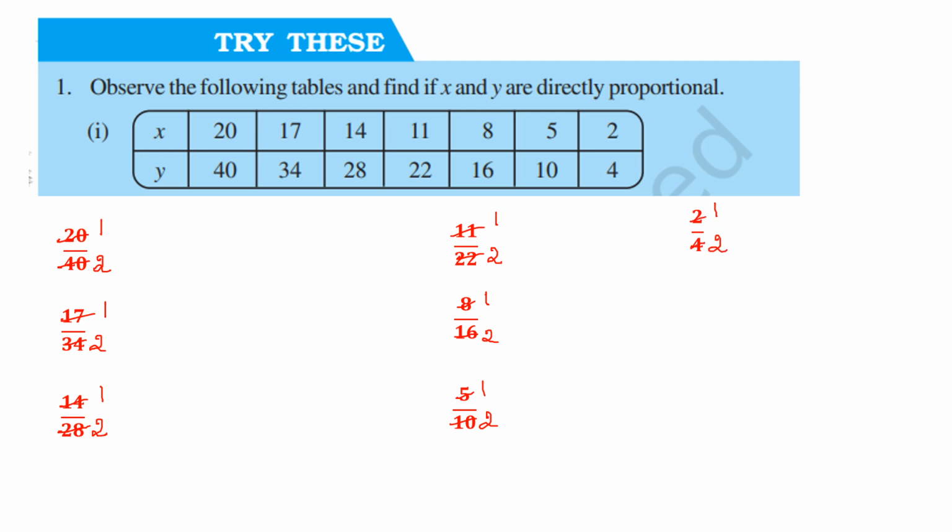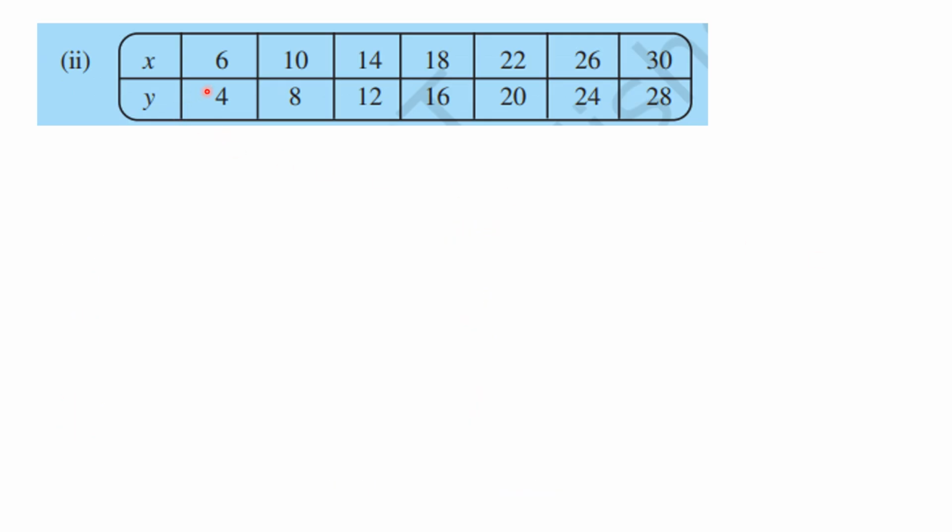So in all the cases we have seen my ratio is the same, isn't it? In all the cases it is 1 by 2. So from here we can say that all the ratios are the same. So X and Y are directly proportional. Now the next question. Here again you have to see whether they are directly proportional to each other or not. So again I have to find the ratio of X and Y for all the cases.